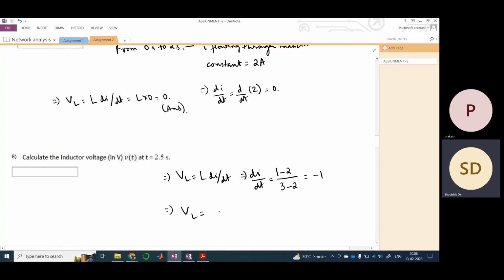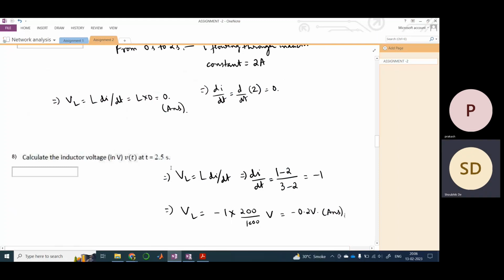If I substitute this, what would be VL? This would be minus 1 into 200 by 1000 volts. This would be minus 0.2 volt. Right, so this would be the answer.